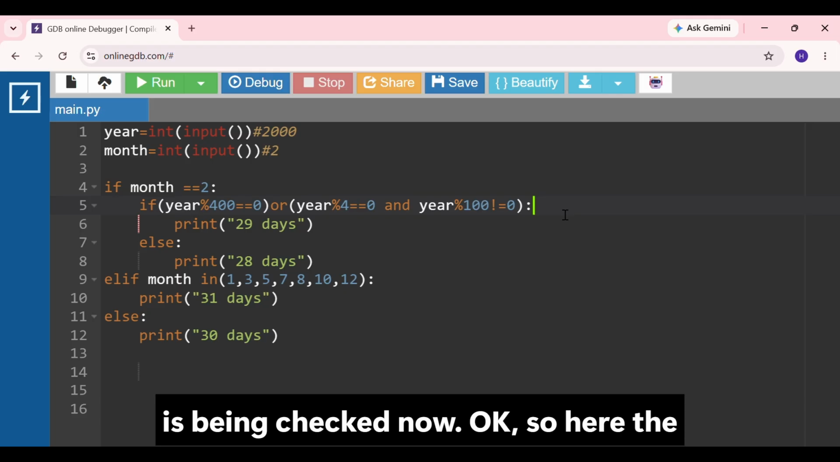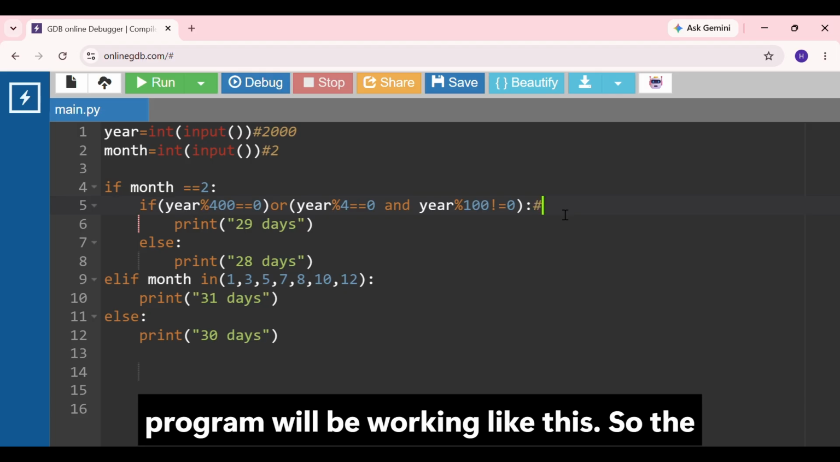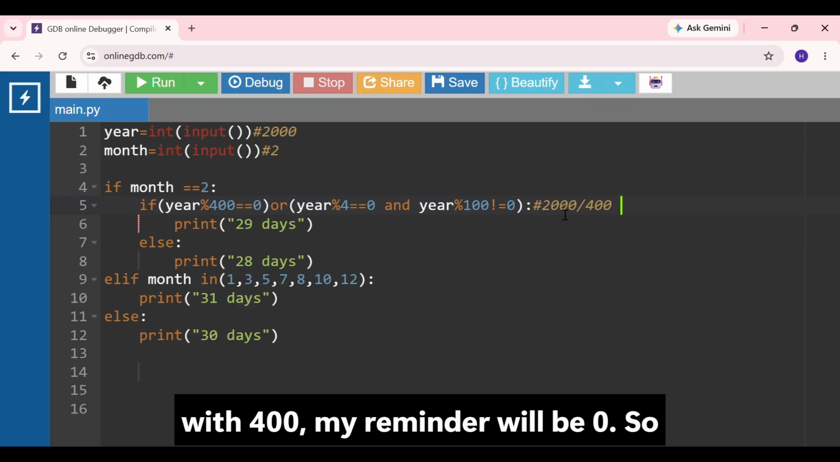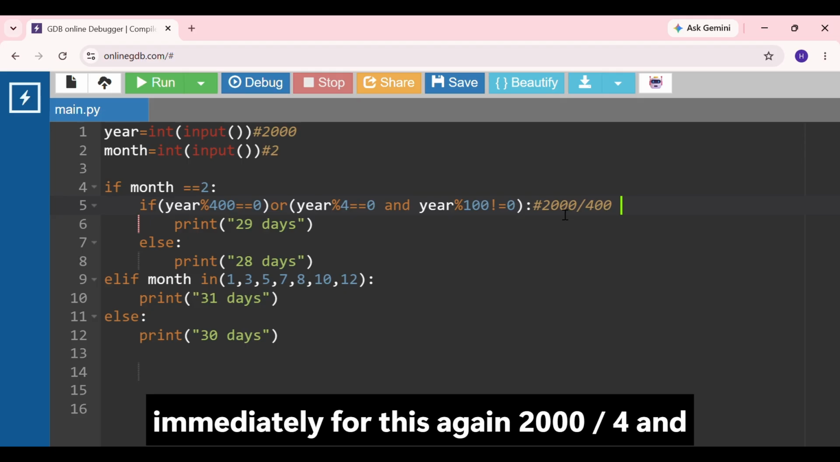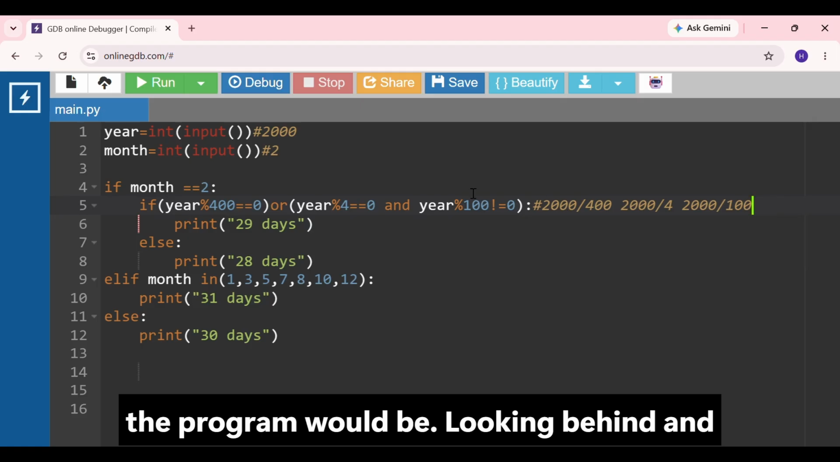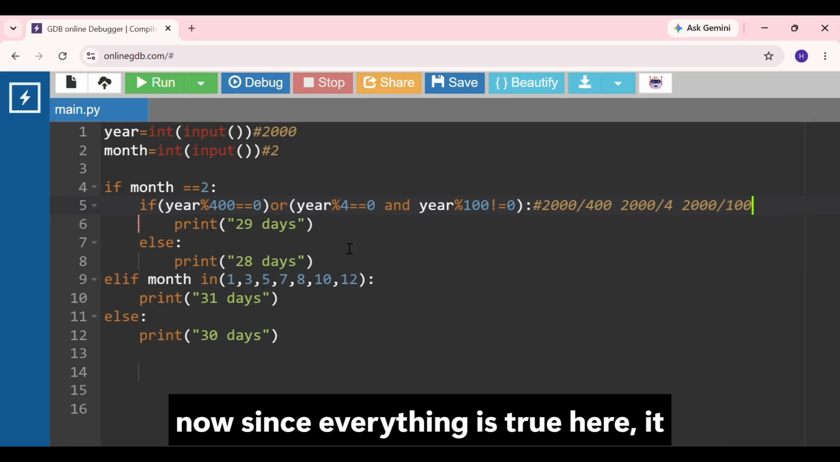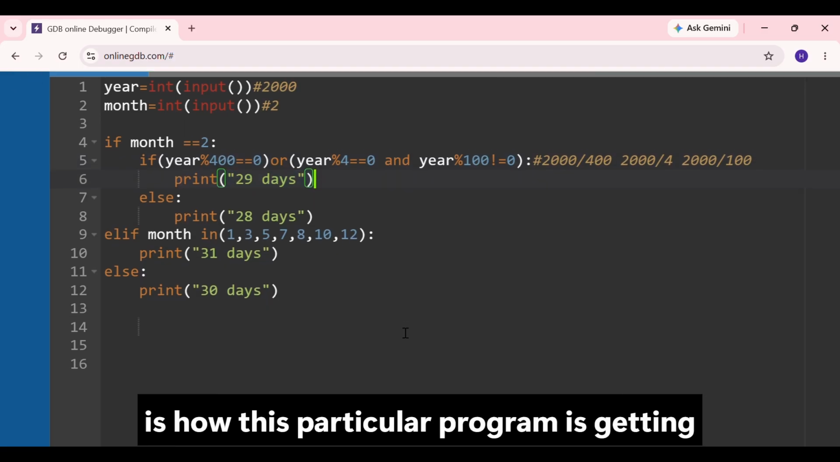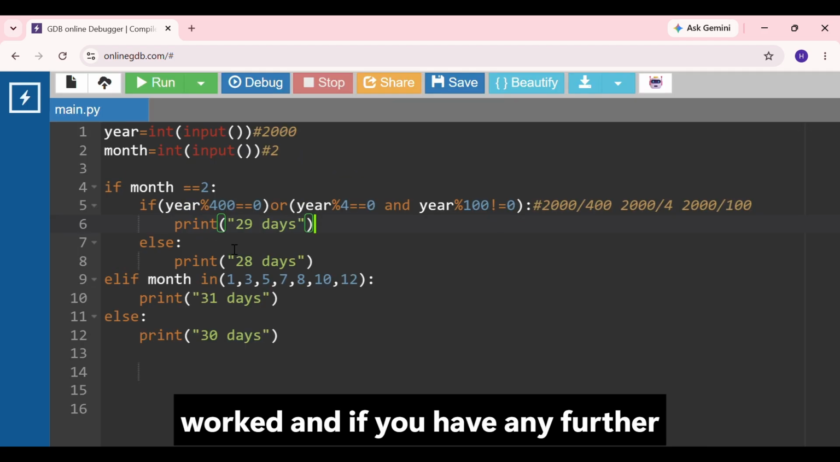Okay, so here the program will be working like this. The year is 2000. So when I divide that by 400, my remainder will be 0. So immediately for this, again 2000 divided by 4, and again 2000 divided by 100. So this is how the program will be working behind the scenes. And now since everything is true here, it will print 29 days. Okay, so this is how this particular program works.